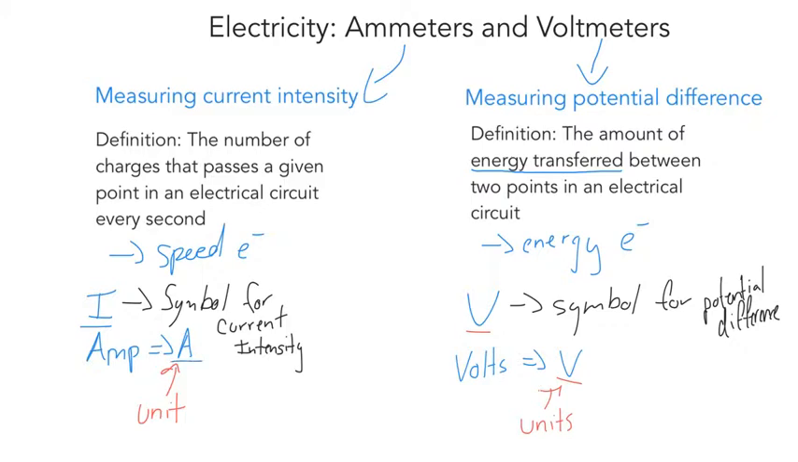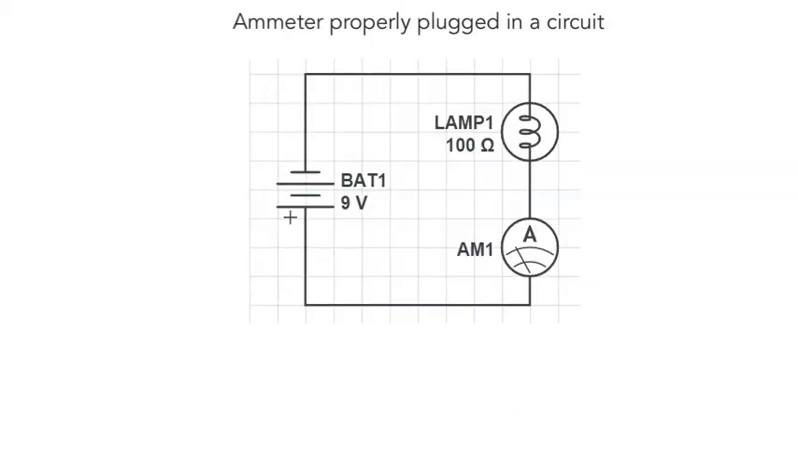So now that we've gone over what current intensity means and what potential difference means, we're going to look at how you actually plug an ammeter and a voltmeter into a circuit. The first one that we're going to look at is ammeters, and then we're going to look at voltmeters. Here we have a picture of an ammeter properly plugged into a circuit. Remember, considering that the definition for current intensity is the number of charges that passes a given point, your ammeter has to be in series.